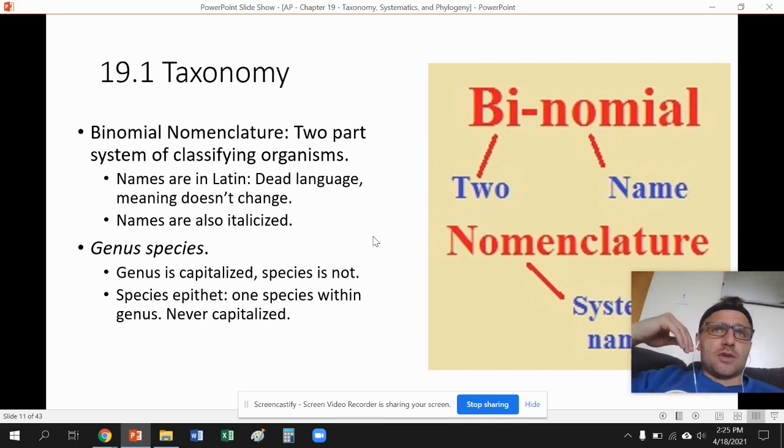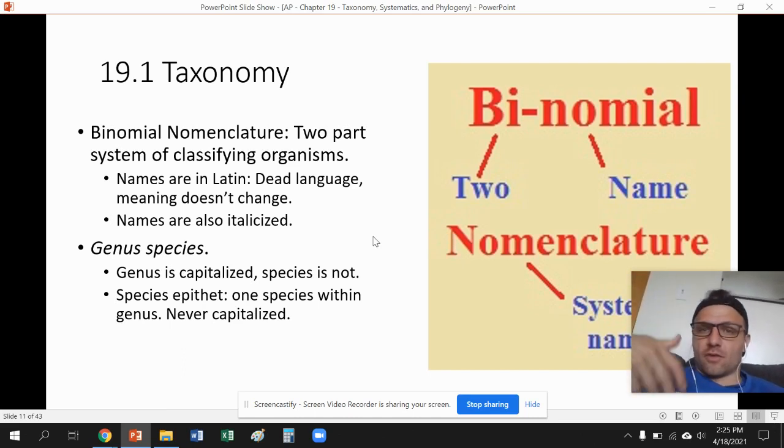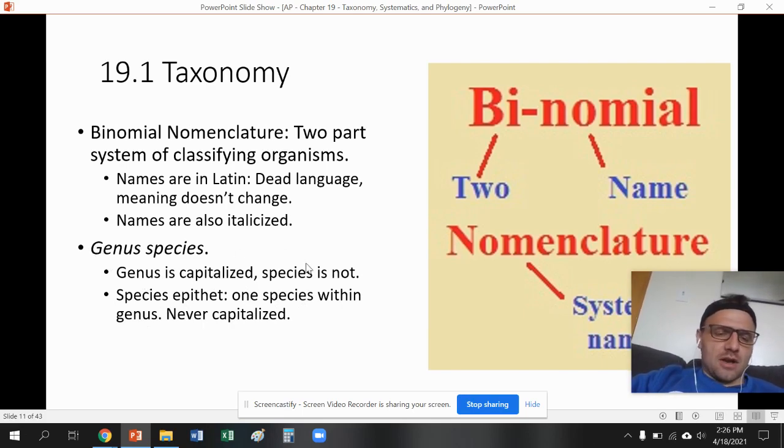So, if we use the word hot, you would obviously think of temperature, but hot also has other meanings. Terms might change based on a language that people are still using. In binomial nomenclature, names are also italicized, which means they are a little bit slanted. You can see here the genus and species. This is how we classify organisms, by the genus and species, and they're italicized. The genus is capitalized, the species is not, and sometimes we just put a period after the genus, like the G, but not always.